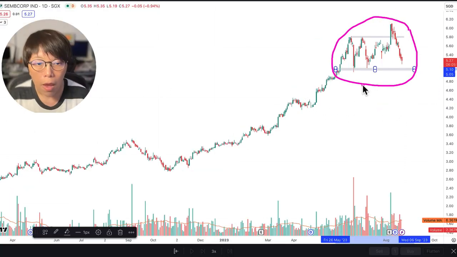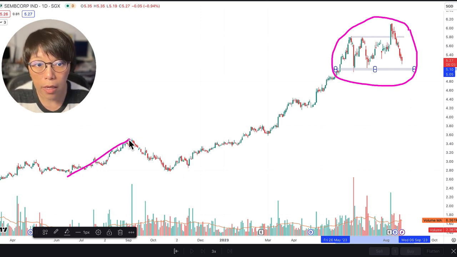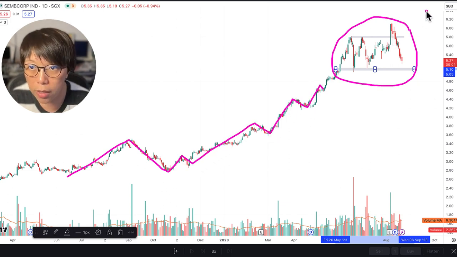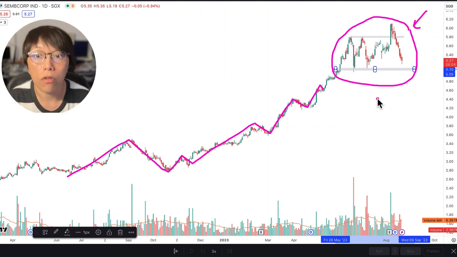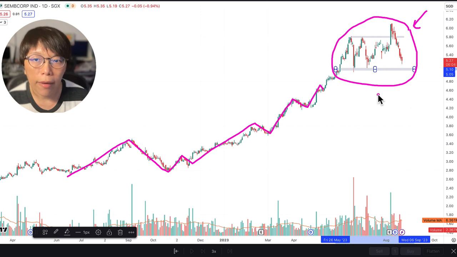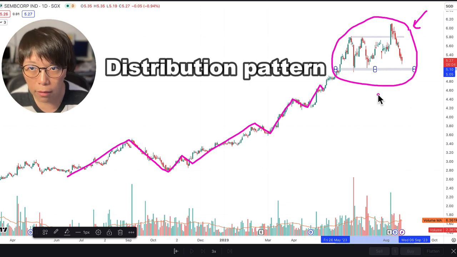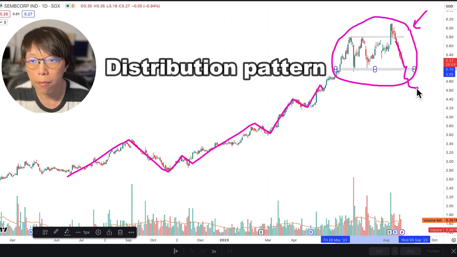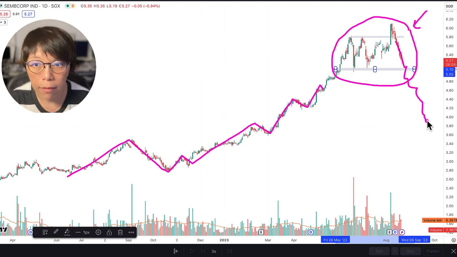Because previously, it was moving in a very strong uptrend with very clearly defined highs and a retracement, high, retracement, high, retracement, high. But during this current formation here, the pattern went into a little bit of a consolidation, more of what I term as a distribution pattern. It definitely needs to correct a little bit more before it can gather more momentum to move up again.